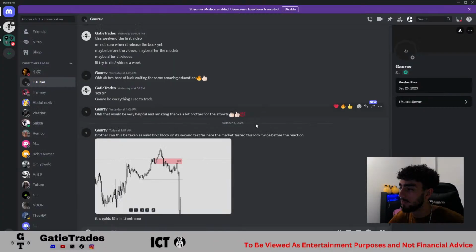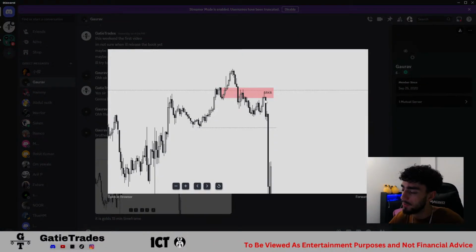Well, it's also the 15-minute time frame, so you don't have to enter. If you're entering on the 15-minute time frame, sure, but you can go down to the 1 minute and see what happens there. But yes, the breaker is valid. It's the order block as well, because we didn't take out any sell side.